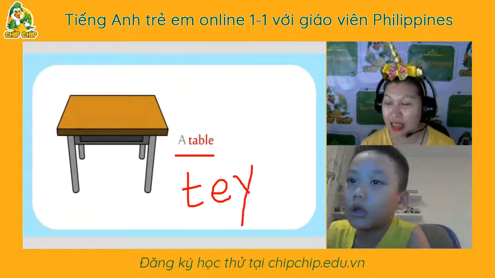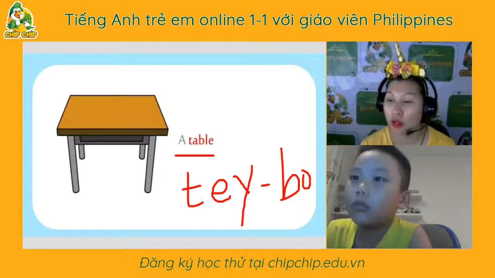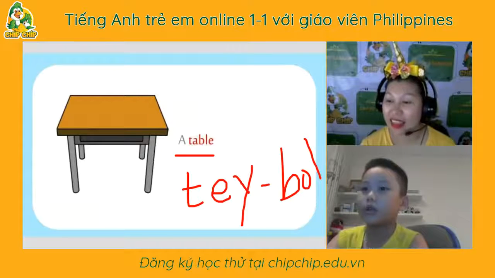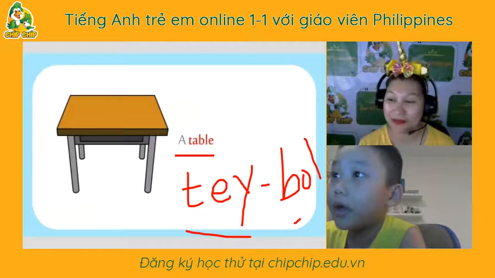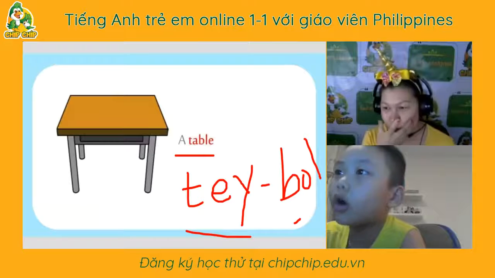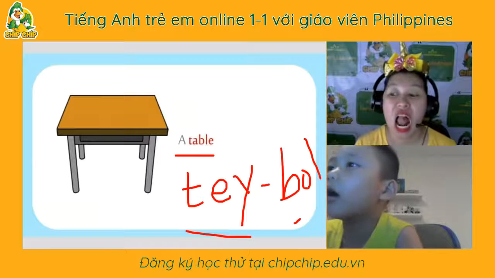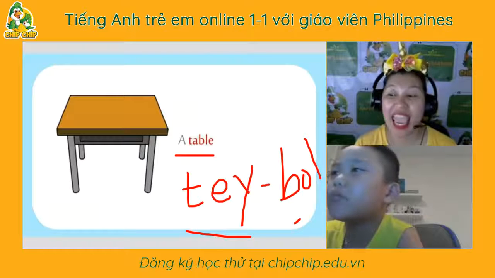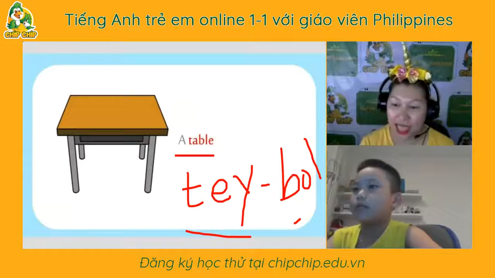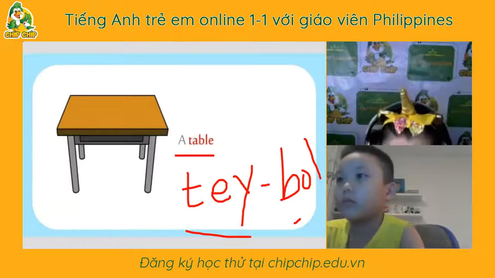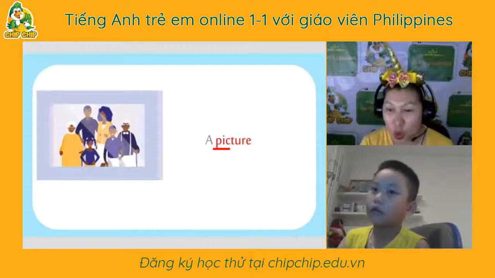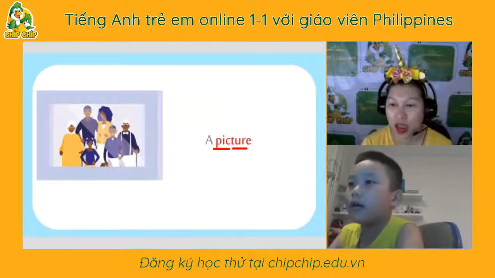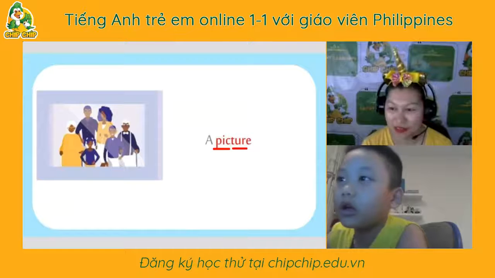Ball. Book. Ball. Book. Ball. Ball. A table. A table. A picture. A picture. Very good.